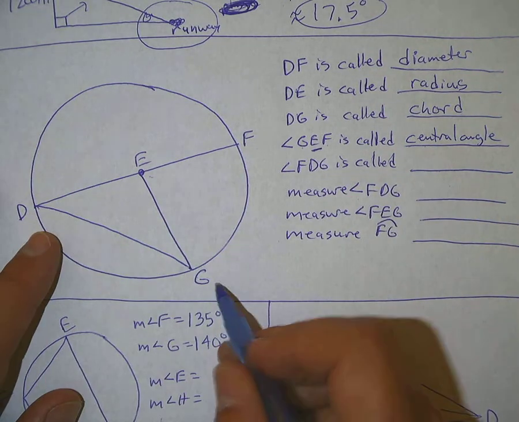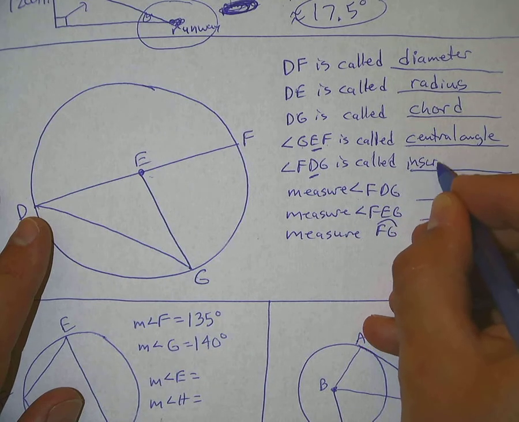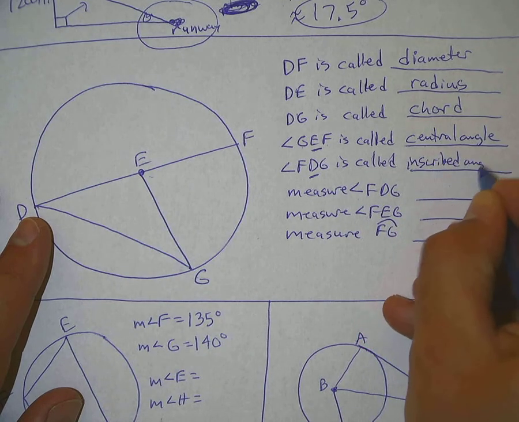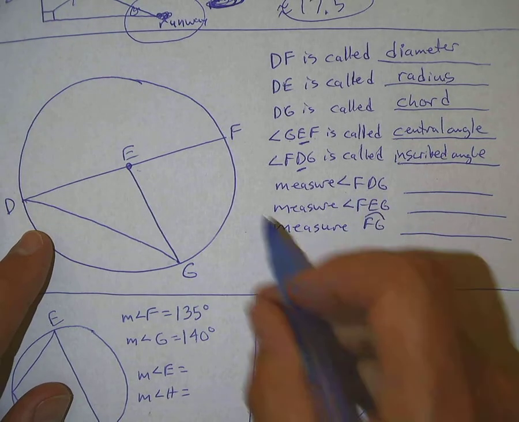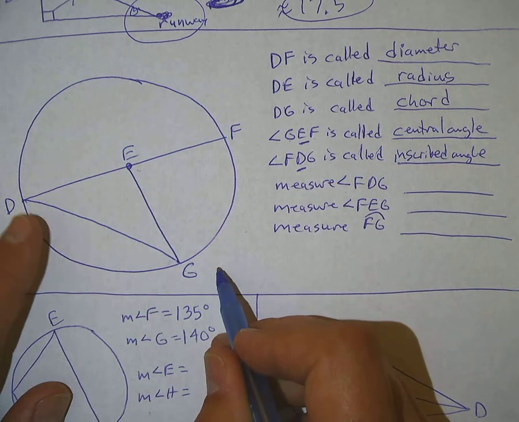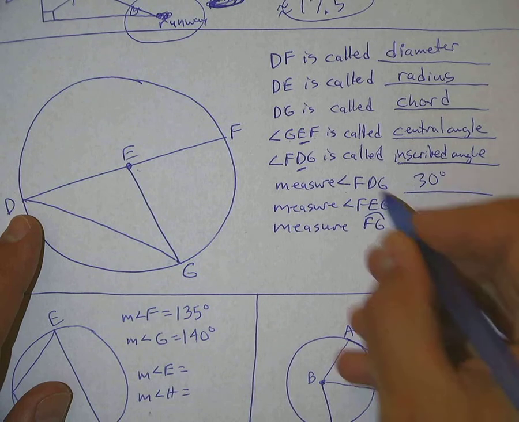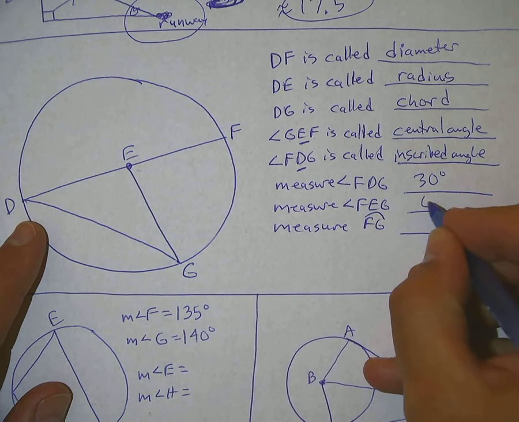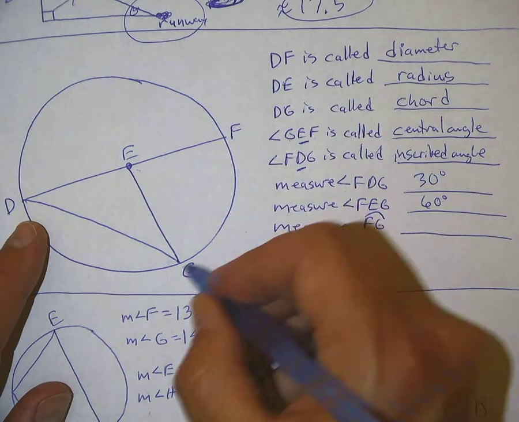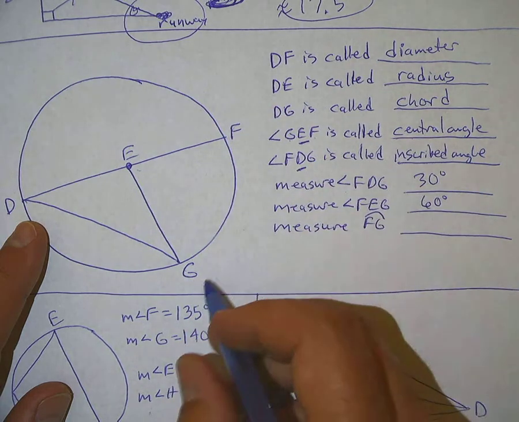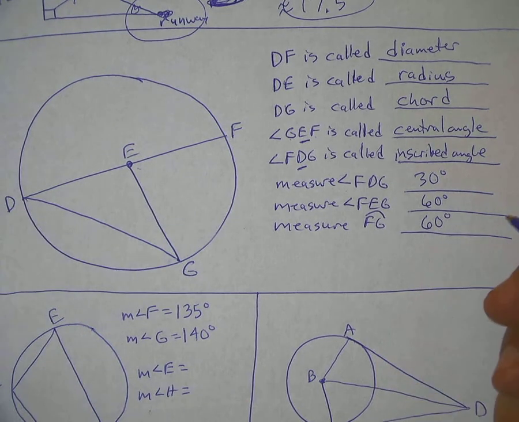FDG, okay, middle letter, that's a vertex on the circle, is called an inscribed angle. Then it says the measure of angle FDG. We talked about that, that's going to be 30 degrees. FEG, that's going to be 60 degrees. Remember, this is from our little circle experiment back in Unit 6. And the intercepted arc is going to be double the inscribed angle, the same as this central angle. So it's going to be 60 degrees. All right, let's keep rolling.